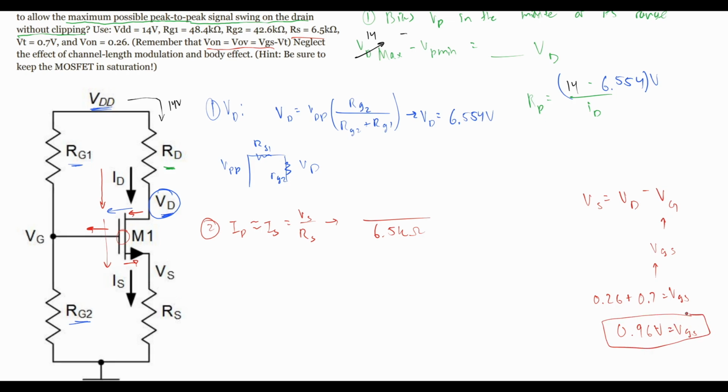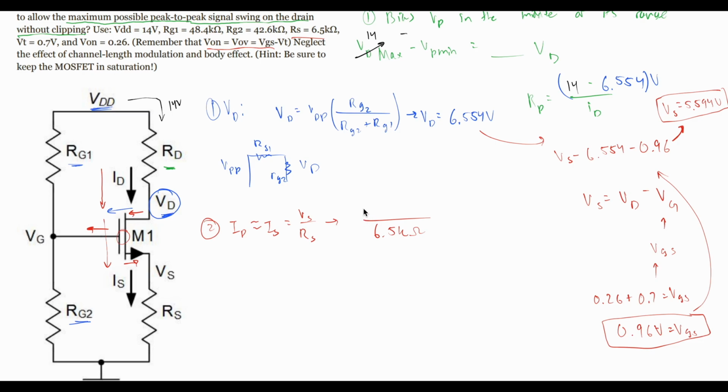So now that we have this, we can plug it back in here. And so our VS is going to equal to, well, if we plug this in, if we know our VD as well, our VD we found to be 6.554 from here. So we're going to have VS equals 6.554 minus 0.96. And if we were to plug this into our calculator, we would get that our VS is equal to 5.594 volts. So that is the source for our VS.